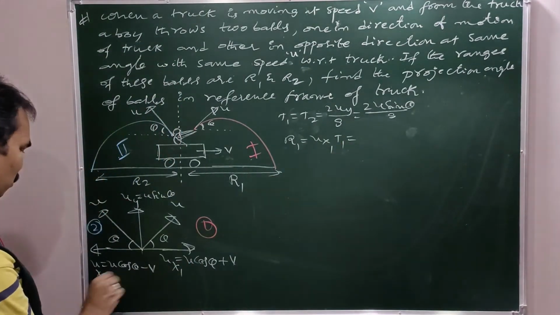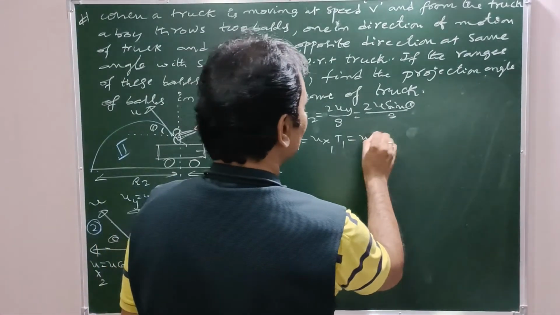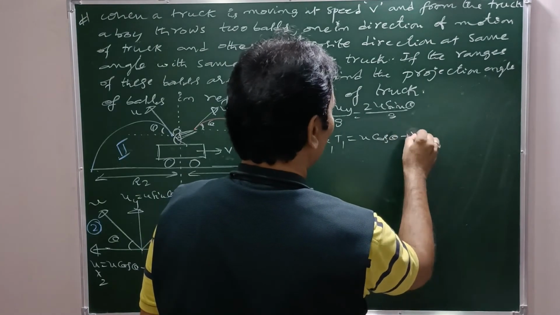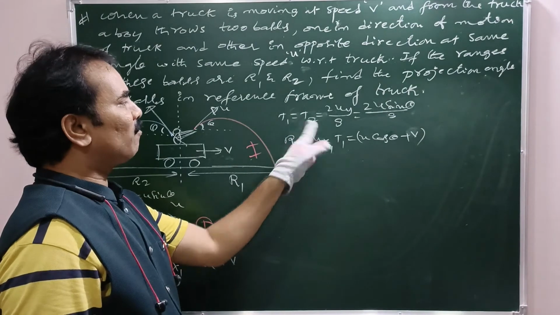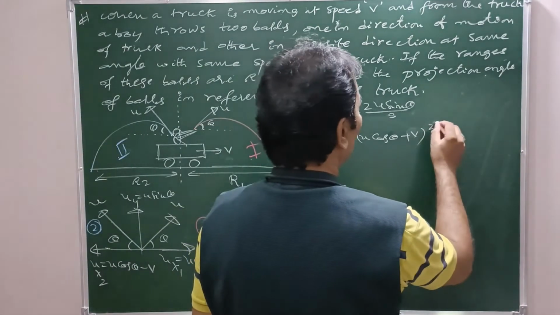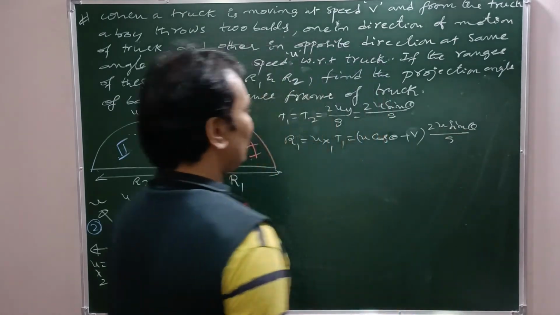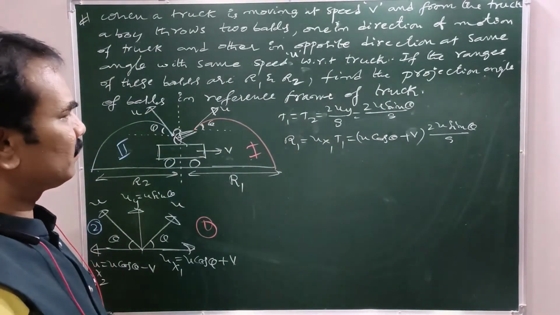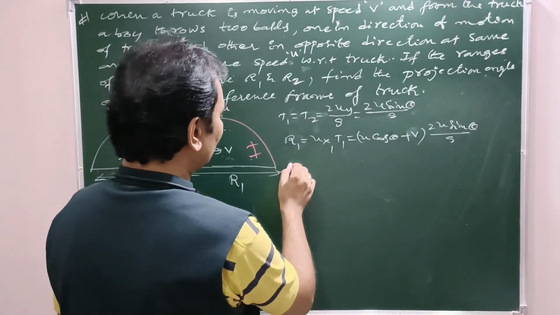This is what ux1 means: u cos theta plus v, times the time of flight. Time of flight is the same for both, that is 2u sin theta by g. Right? Now coming to R2.